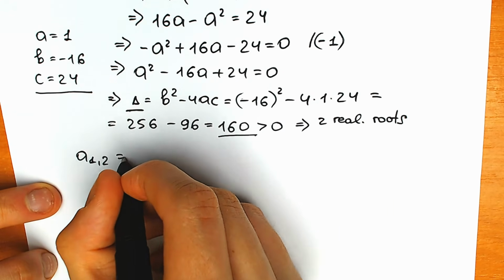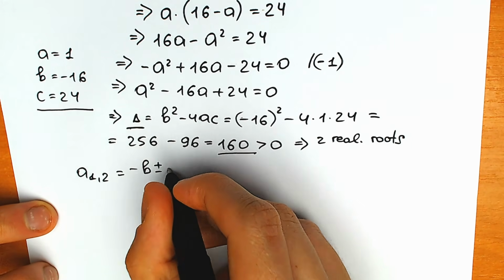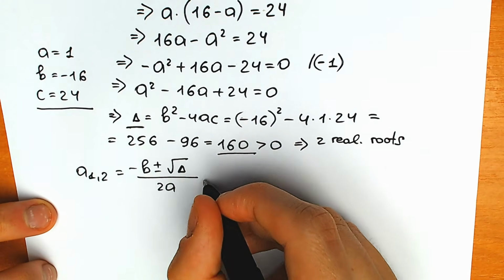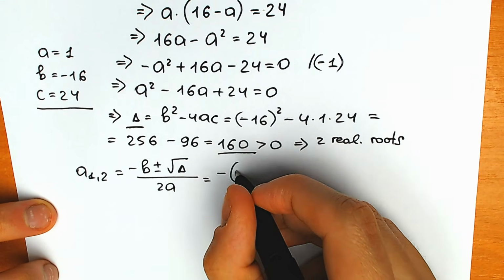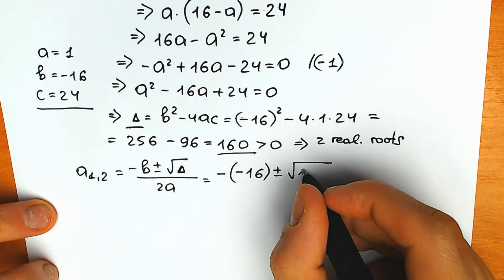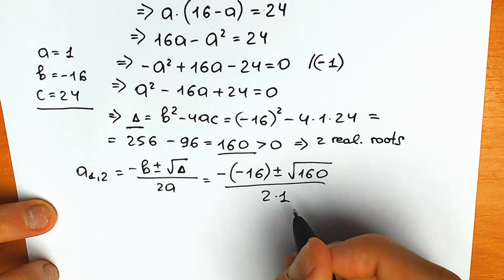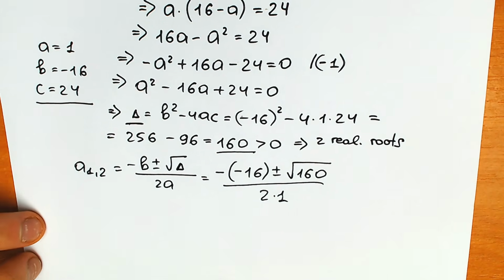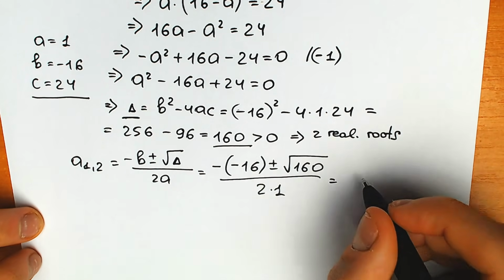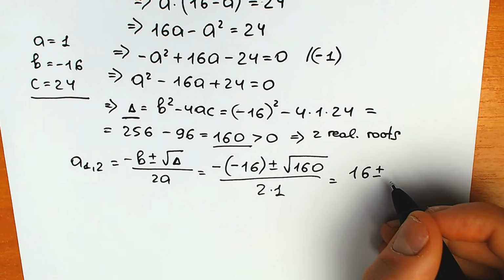So let's find exactly our roots. And this is our all-known formula, minus b plus minus square root of discriminant and all over 2a. So equal to minus b, minus minus 16, plus minus square root of discriminant, square root of 160, and all over 2a, 2 times 1. Okay, this is our a first and a second. So let's simplify it real quick. So we have 16 plus minus square root of 160.